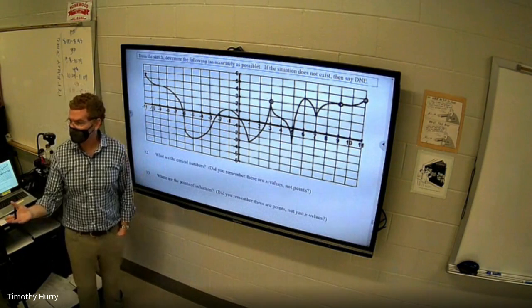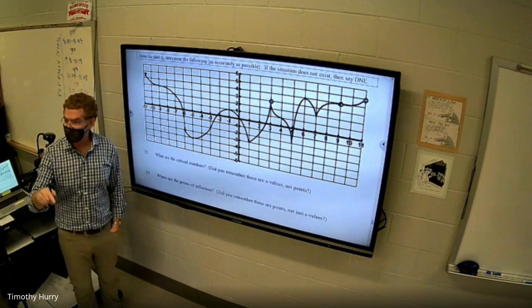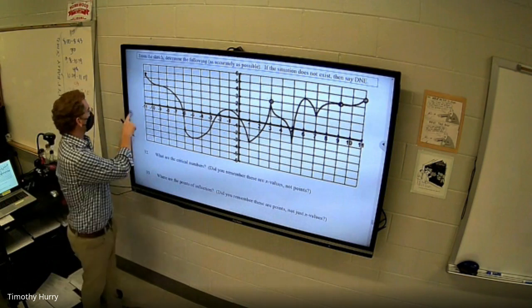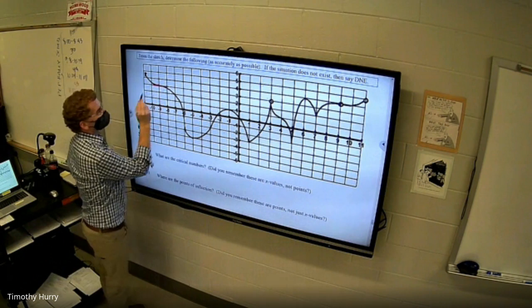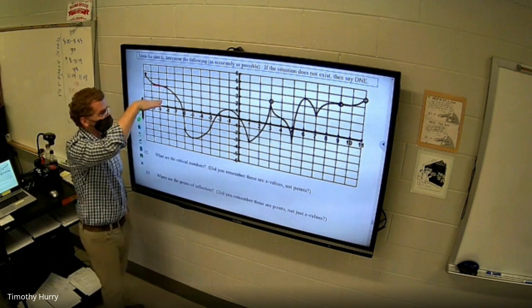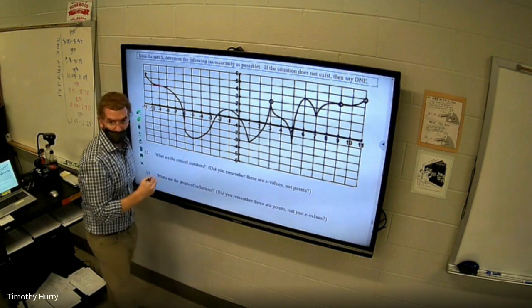Hey, what are critical numbers again? Places where the derivative is 0, D and E? Okay, where is the derivative 0 in D and E? That looks like a 0, flattened out, right? This looks like, maybe it went vertical right there. Look for those.